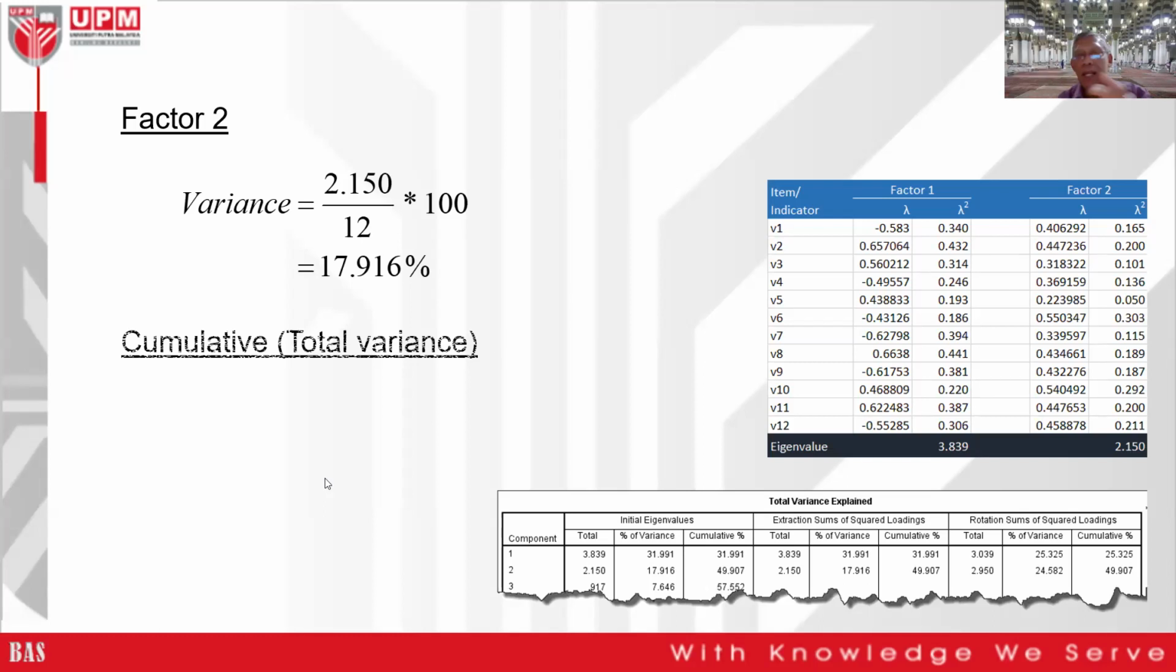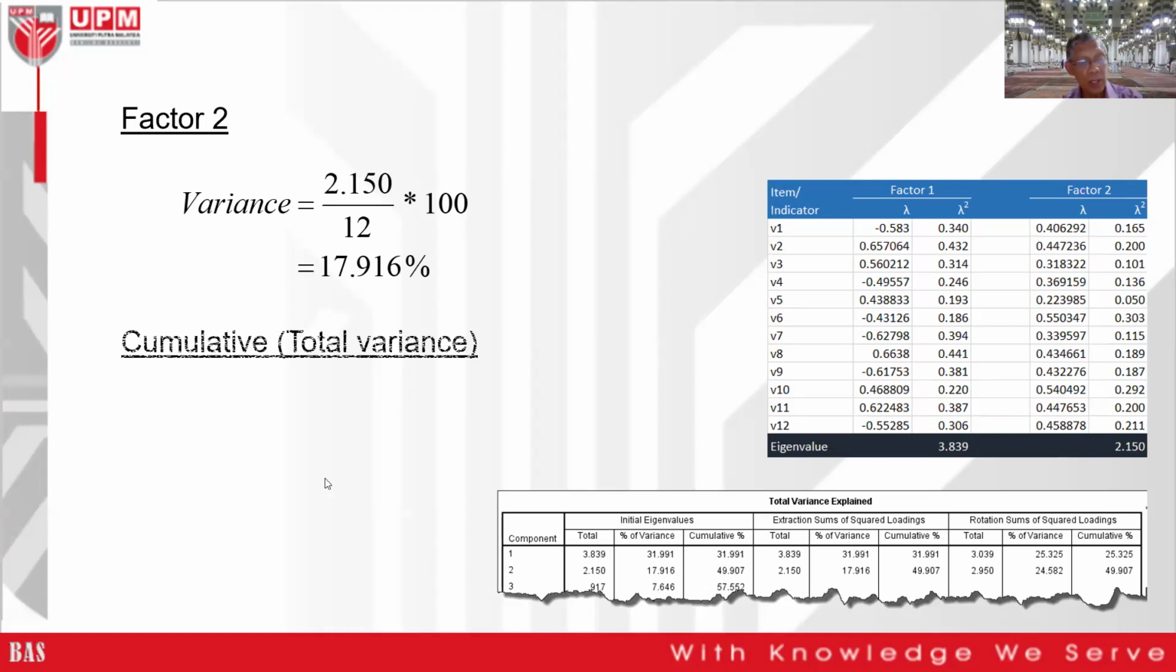Okay, so now the one that I shared is how to calculate the percentage of variance explained for factor 1 and factor 2 based on the unrotated solution. We get the value for factor 1, which is 31.991, and the percentage variance for factor 2 is 17.916, and the total is 49.907.